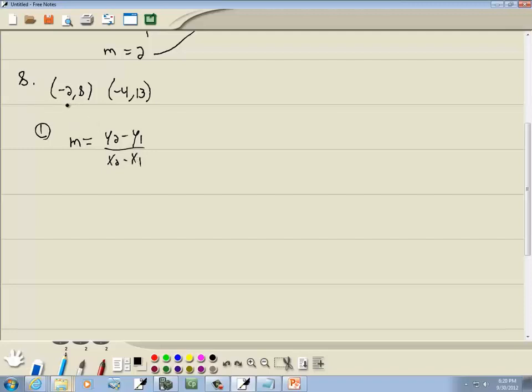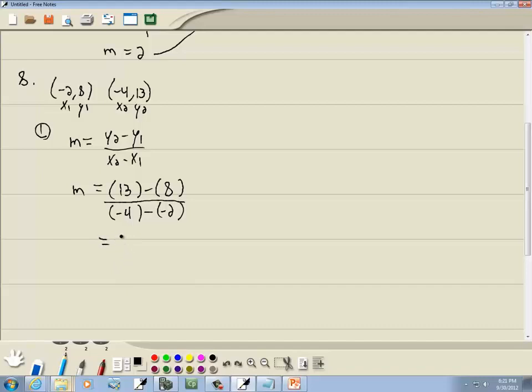This is our first point, so I'll label this x1, y1. This is our second point, so this will be x2, this will be y2. We'll go through and replace our variables with parentheses. y2 was 13. y1 is 8. x2 is negative 4. And x1 is negative 2.